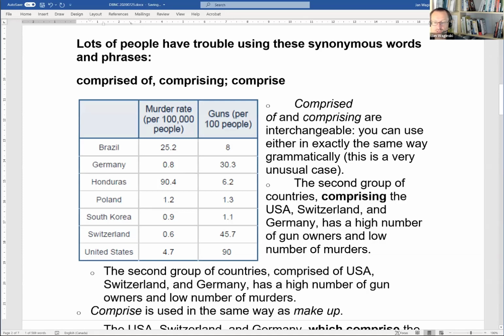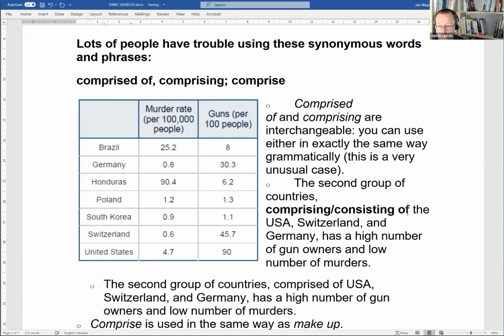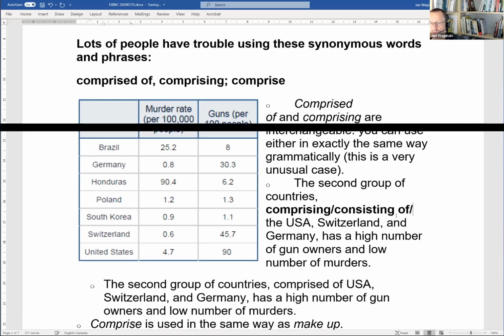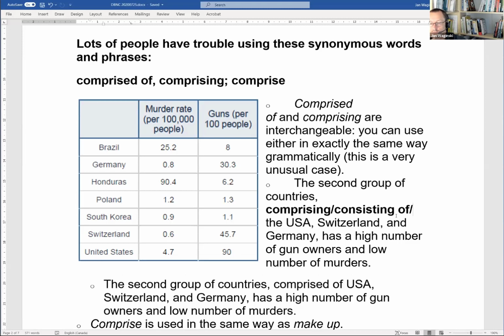What other word could you use here instead of comprising? Consist of. Consisting. Yes, consisting of. What else would work here? Including. Be careful, those are kind of synonyms. What's the difference between comprising and including?